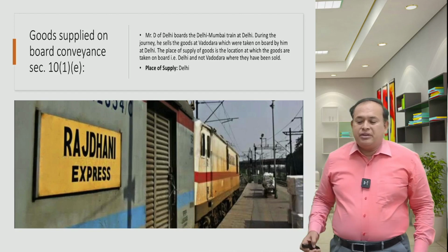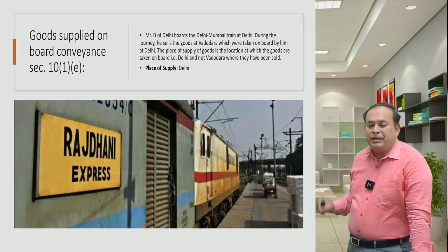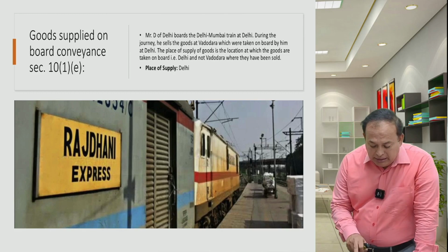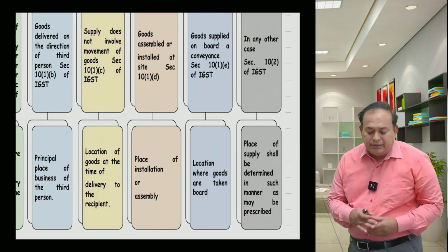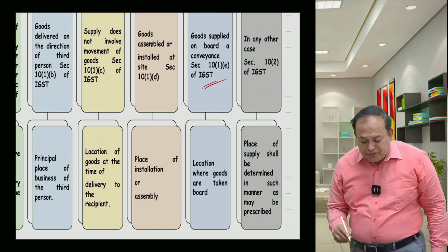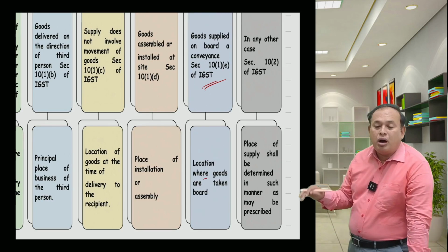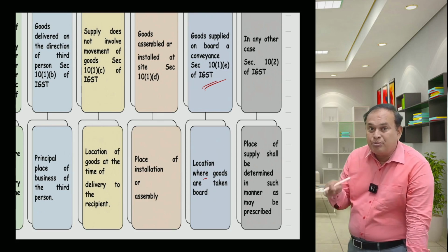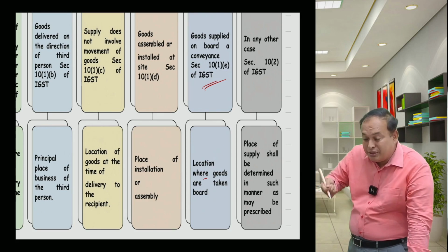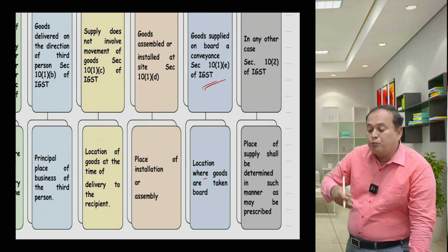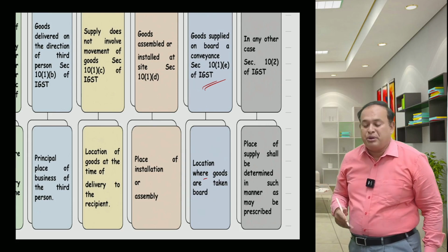Now, my dear friends, I am bringing one example. First of all, what is the place of supply as per Section 10.1E? 10.1E says goods supplied on board a conveyance. The place of supply is the location where the goods are taken on board, not where the actual sale takes place; where you have taken those goods and entered into that conveyance for supply purposes. The place of boarding into that conveyance is the place of supply.